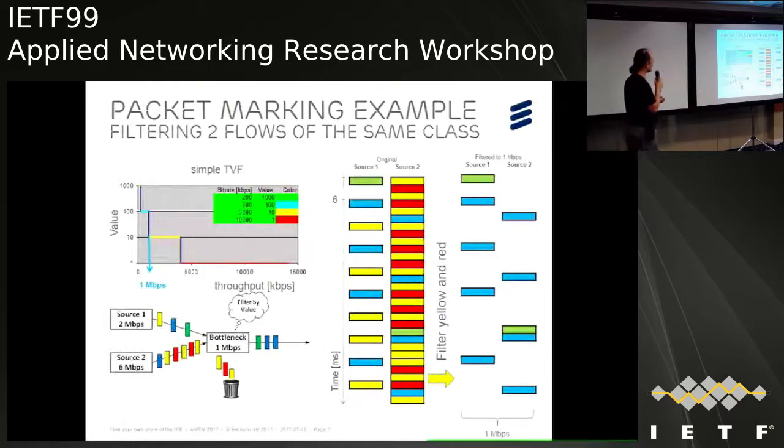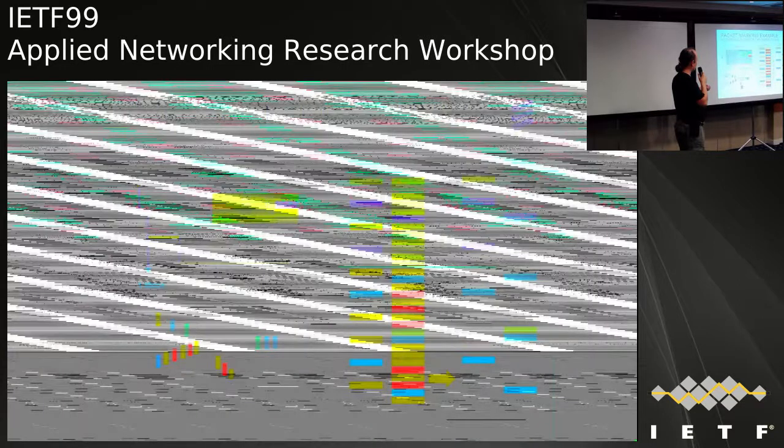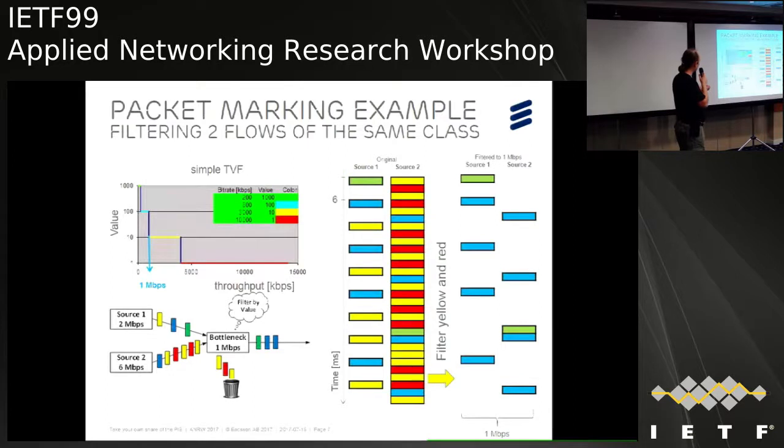And here is a simple example for packet marking. This is a very simple TVF already quantized with 4 levels. And we have 2 sources. One is 2 megabit per second, the other is 6 megabit per second. So you can see that green is about 200K. Green plus blue is about 1 meg. Plus yellow is about 4 meg. And plus red is about 14 meg. So the 2 meg flow will only have yellow, blue, and green packets. So this is time here. While the other flow will have yellow and red also.